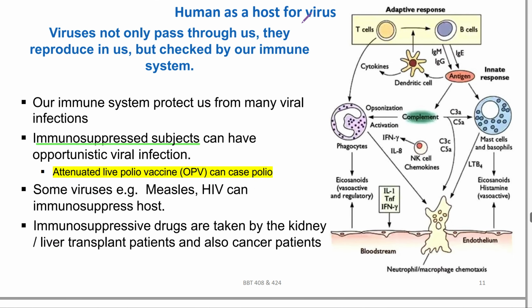So human as a host of virus. Viruses not only pass through us, they reproduce in us, but are checked by our immune response. The immune system protects us from many viral infections. Immunosuppressed subjects can have opportunistic viral infections, and some viruses like measles and SIV can immunosuppress the host. Immunosuppressive drugs can be taken by kidney or liver transplant patients and also cancer patients.